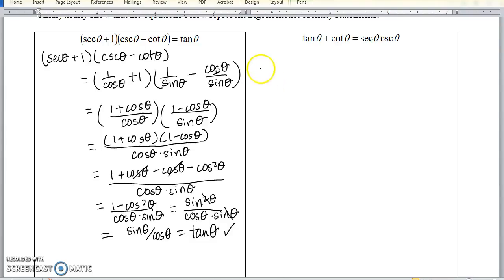So the next one, go ahead and pause and try to do this next one on your own. Okay, no, seriously, pause. Did you do it? All right, let's check it out.